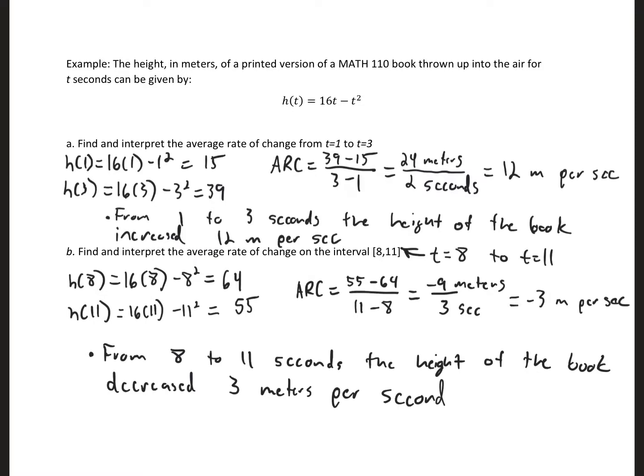If we have a positive average rate of change, the function is increasing. If we have a negative average rate of change, the function is decreasing.